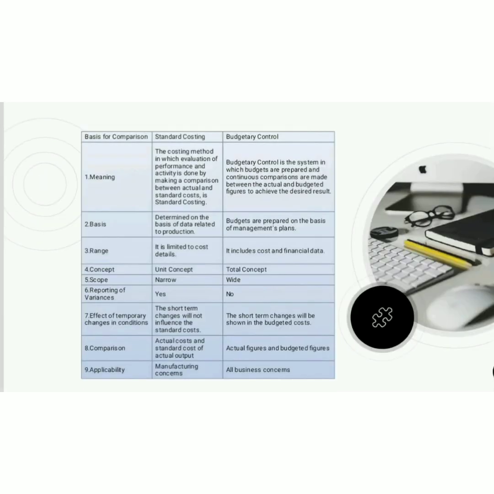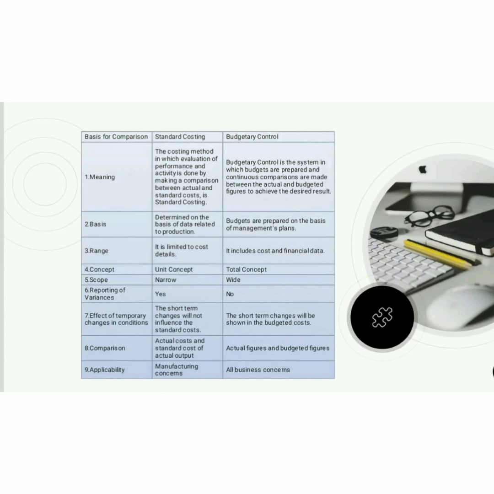Now the basis of comparison between standard costing and budgetary control. First one is meaning. Standard costing is a costing method in which performance is evaluated by comparing actual and standard cost. Budgetary control is the system in which budgets are prepared and continuous comparison is made between actual and budgeted figures. Second one is basis: standard costing is determined on the basis of data related to production, while budgets are prepared on the basis of management's yearly plans.